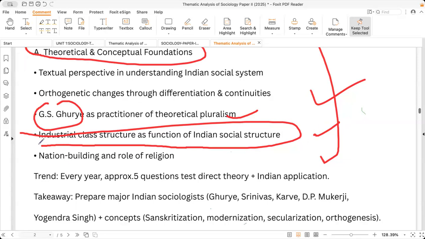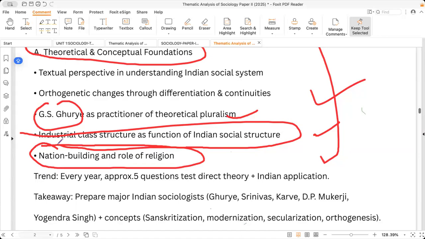Then nation building and the role of religion, since religion occupies center stage. There was a question on the Renaissance as well in the past. The Renaissance is nothing but nation building, so this is just wordplay. What you had studied in the Renaissance was also part of the making of the nation. Raja Ram Mohan Roy, Swami Vivekanand, Swami Dayanand Saraswati also played a part in nation building.